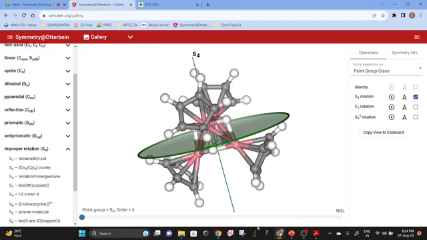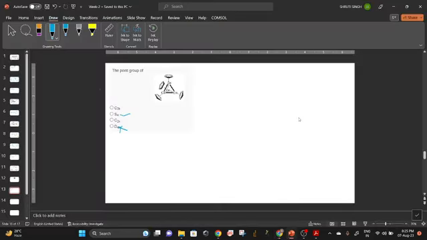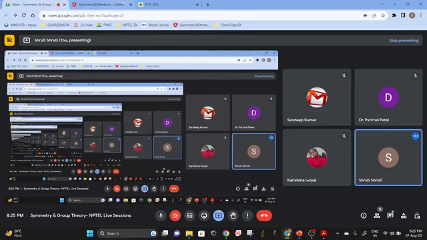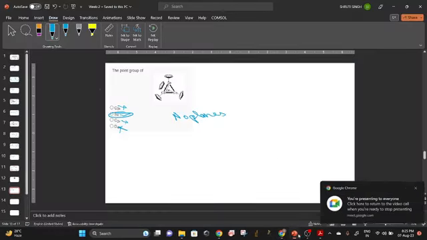Okay, so I think only C2 and S4 are there. So no planes. So C2H is not there, C2V is not there. So our answer should be this one only, S4. Okay.